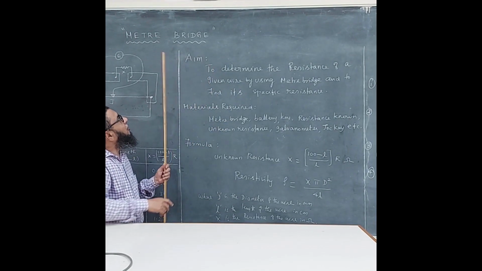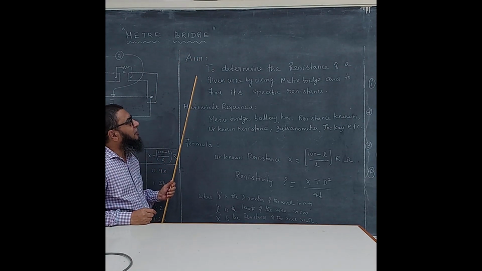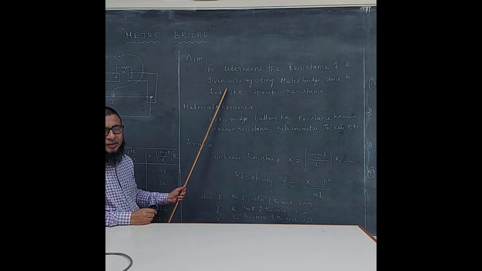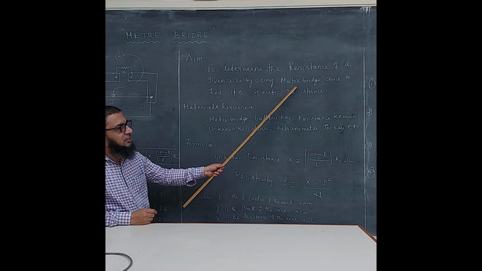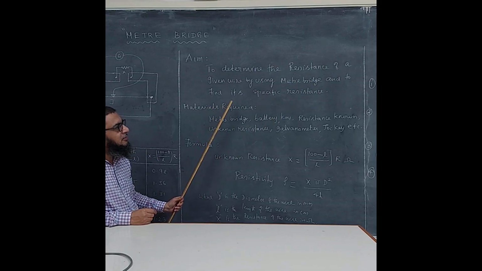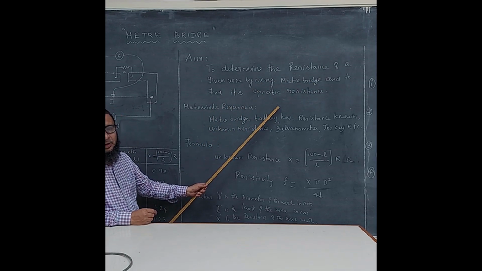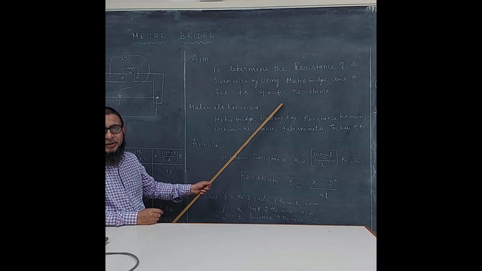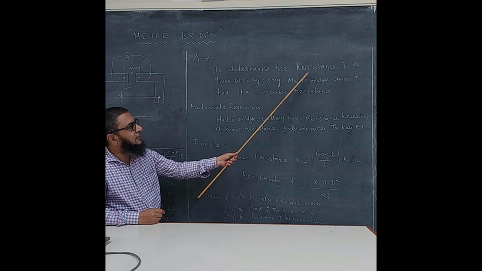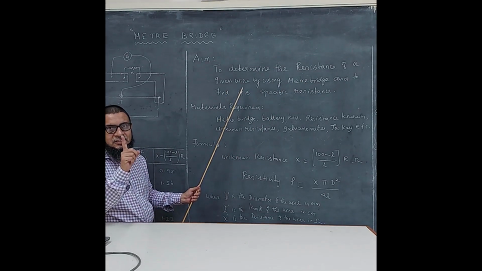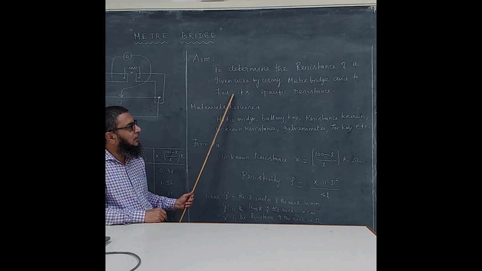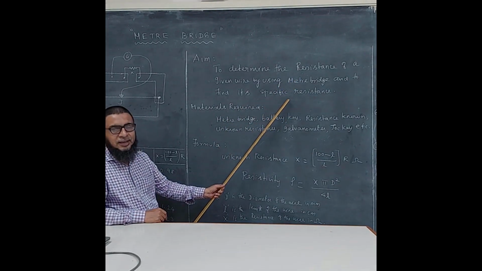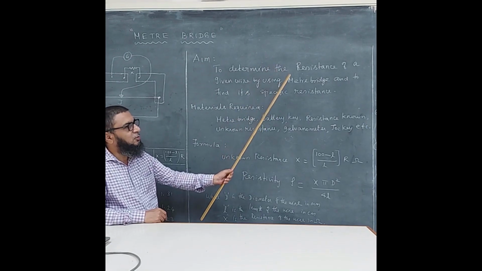So here you see that in the meter bridge experiment, the aim of the experiment is to determine the resistance of a given wire by using a meter bridge and to find its specific resistance. Here we will have two formulas. First, you have to find out the resistance of a given wire. That is the first experiment. The second part of the experiment is to find its specific resistance. After finding the resistance, you have to calculate the specific resistance. So this is your aim.